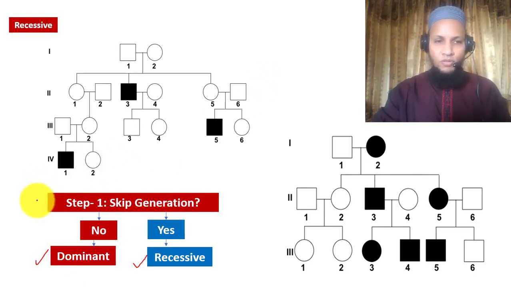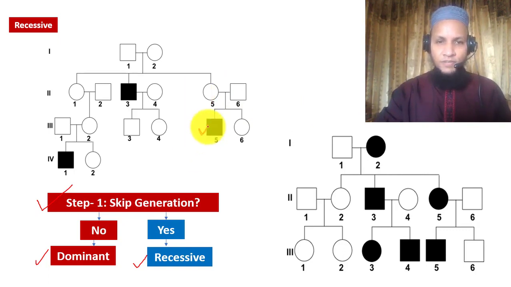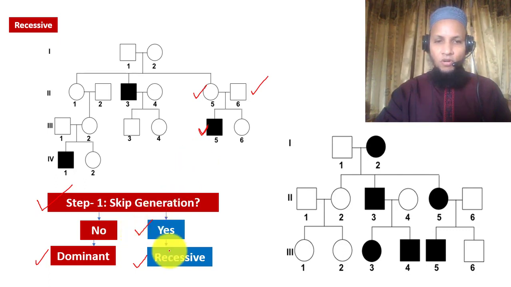The first question we have to solve is whether there is any skipping of generation. Skipping means an affected person has both unaffected parents. For example, this person is affected but both his mother and father are unaffected. This is called skipping of generation. The skipping of generation goes in favor of recessive disease.